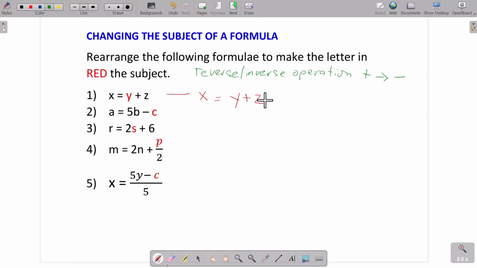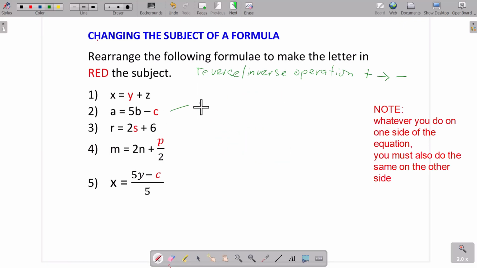So here we will subtract z from this expression. And whatever you do on one side of the equation, you also have to do that on the other side to maintain the equality of the equation or the formula. So here plus z minus z equals 0. So we have here x minus z equals y. So here y is the subject of this formula, wherein it is on its own, positive, and on one side of the equation. You can also rewrite this as y equals x minus z, because most of the time the subject of the formula is written on the left side of the formula.